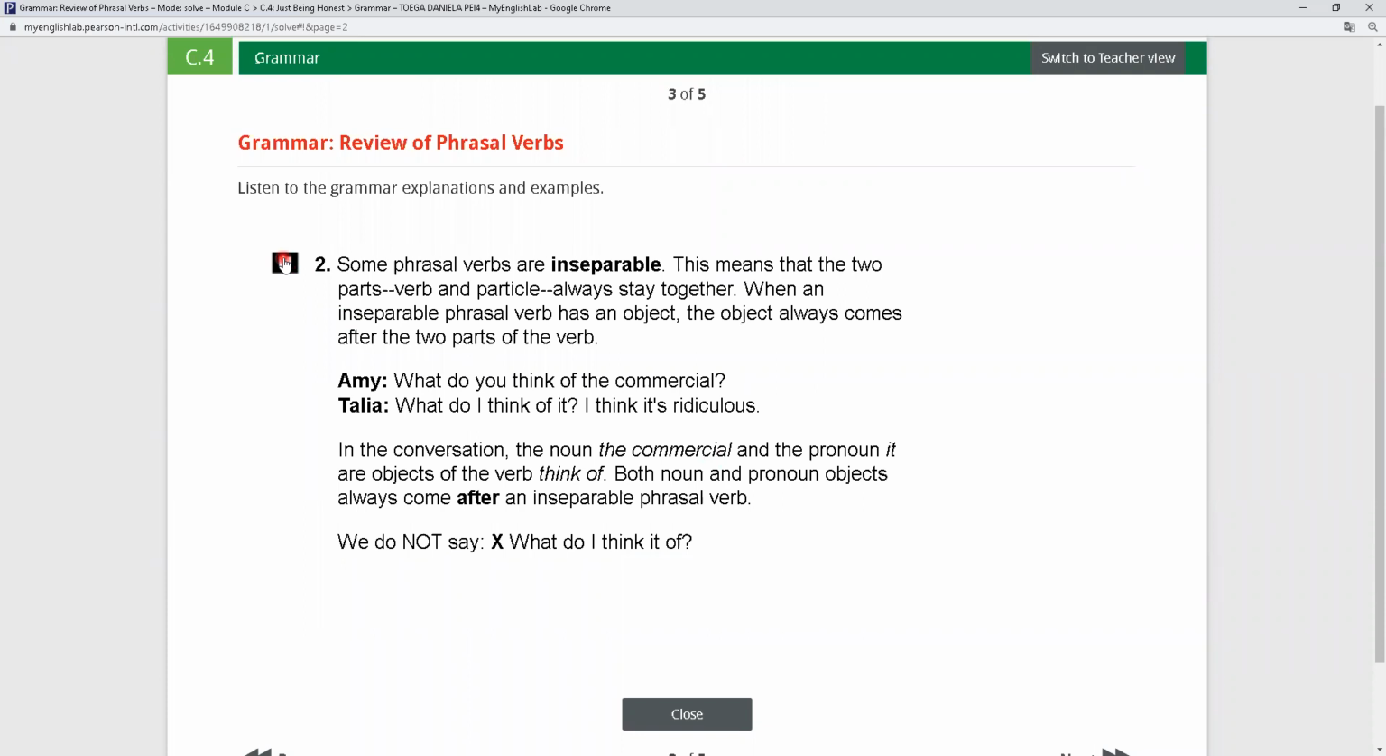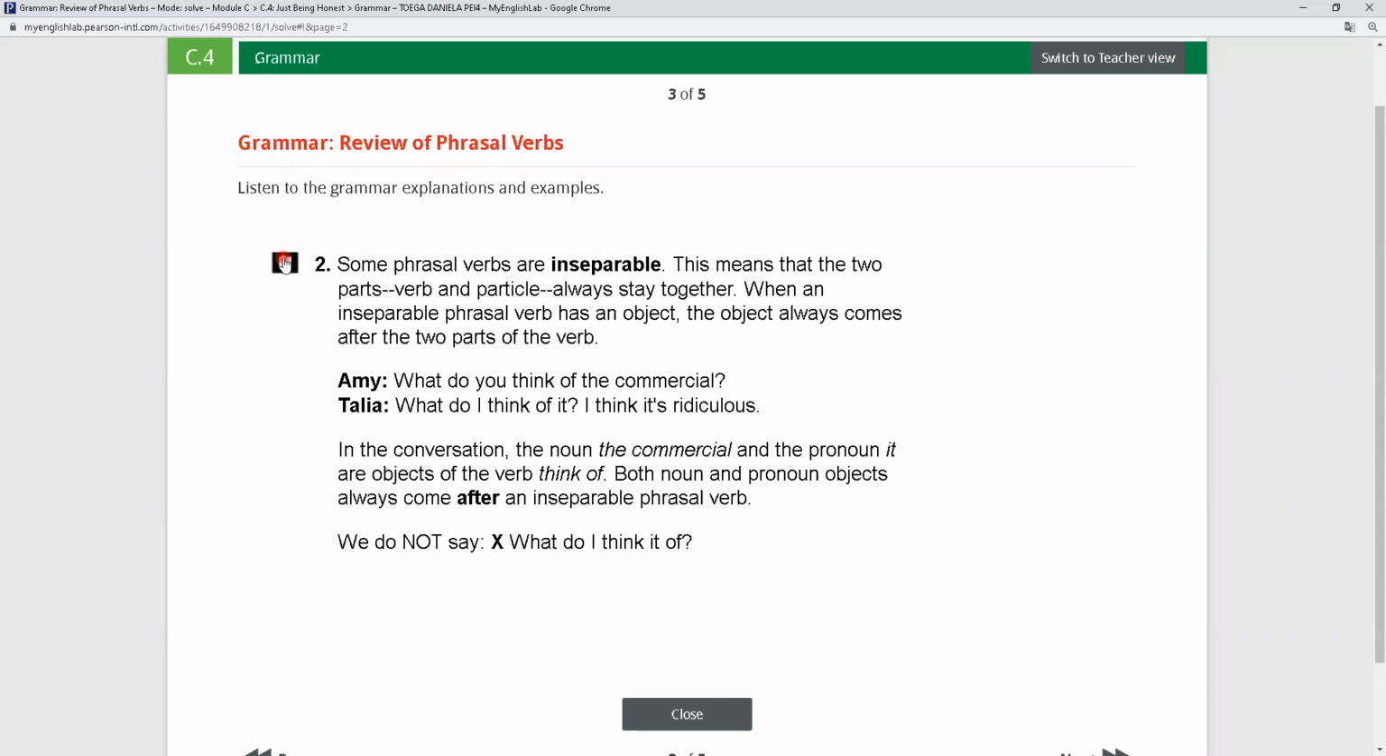Some phrasal verbs are inseparable. This means that the two parts, verb and particle, always stay together. When an inseparable phrasal verb has an object, the object always comes after the two parts of the verb.